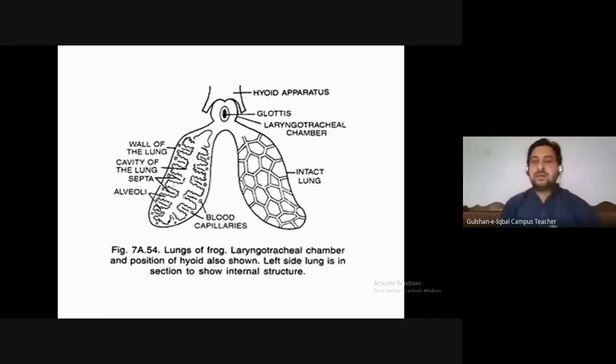And we discussed in frog that respiration does not only take place through the lungs. Respiration also takes place through the skin, it also takes place through the buccal cavity, and it also takes place through the lungs. So there are three different kinds of respiration in frog. We are discussing the frog here, not human beings. But don't be confused between human beings and frog. Is it clear? Okay. Yes, let's move.